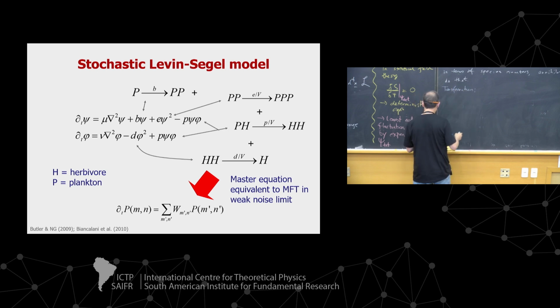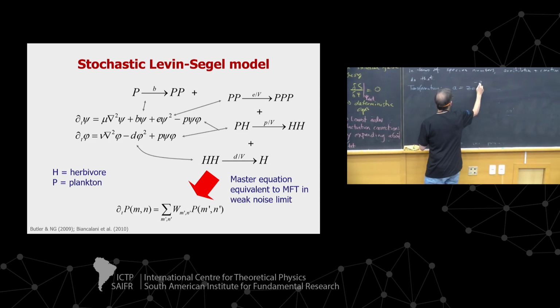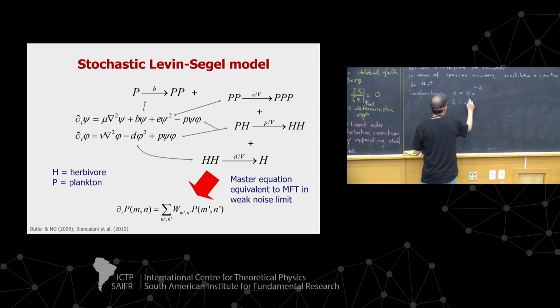Okay, so we need a transformation, and the transformation that you have to do is not obvious unless you've seen this before. So you have to do this. A is Z, e to the minus Z hat. A hat is e to the Z hat. C is equal to rho, e to the minus rho hat. And C hat is equal to e to the rho hat. So those are the transformations that you need to do.